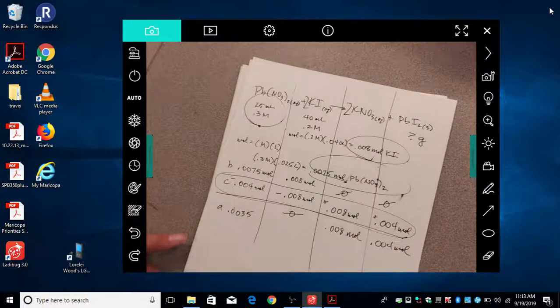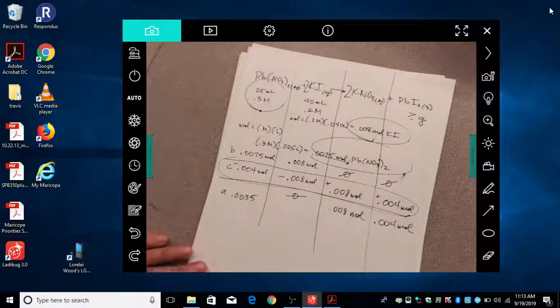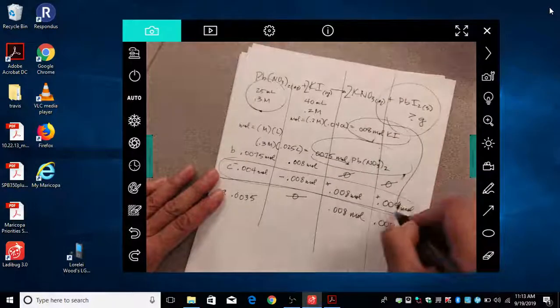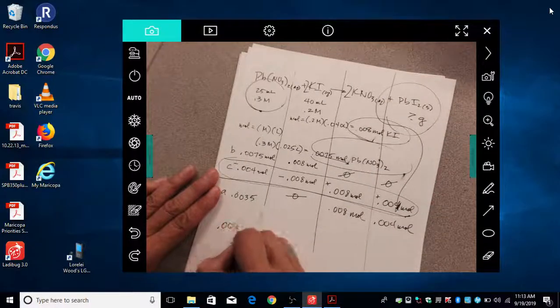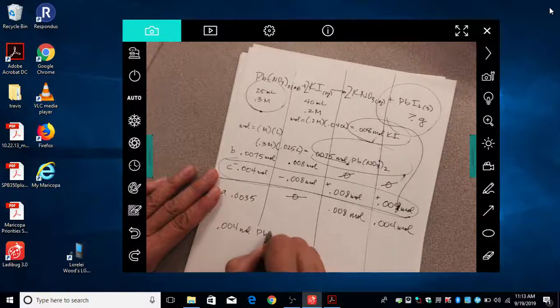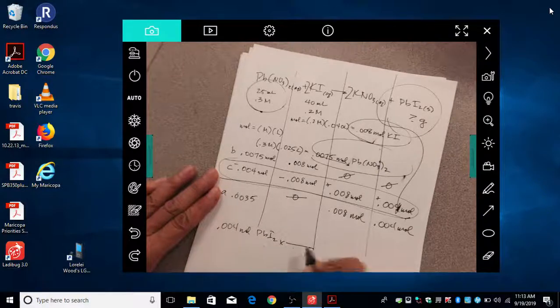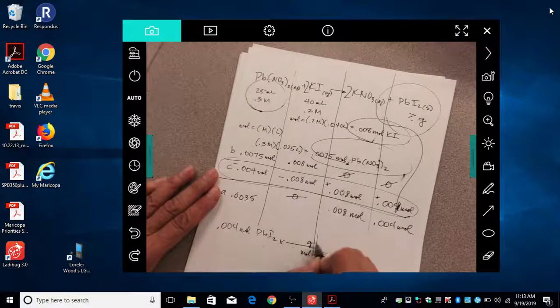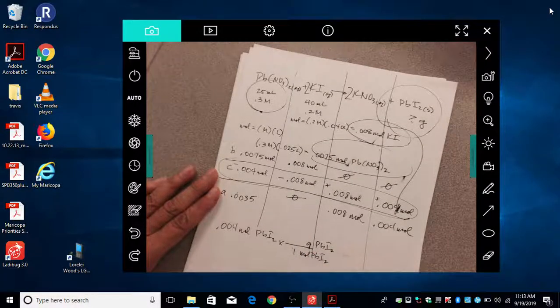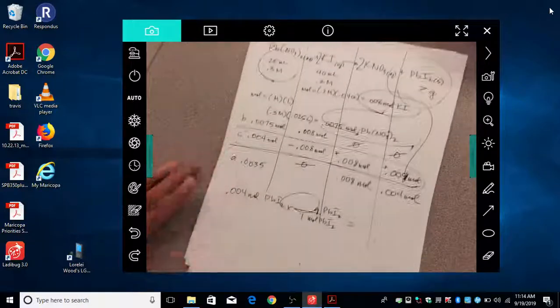Alright, if I want to know the mass, how would I figure that out? There's the mass of the stuff, 0.004 moles of PbI2, right? Moles PbI2 to grams PbI2, whatever the mass is. Bless you.